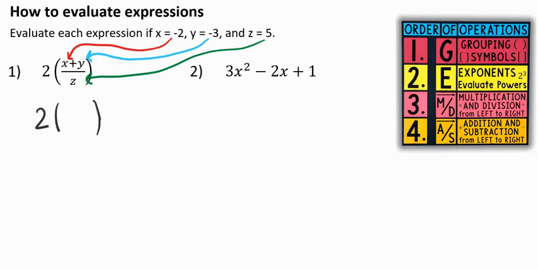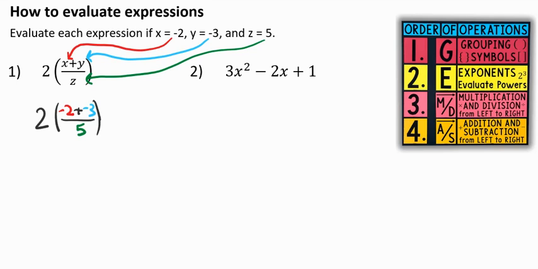So again, x was -2, y was -3, and then z was 5. So I've just plugged in my numbers, and now I'm going to use GEMDAS, or order of operations, to figure out what this equals. And GEMDAS is the same thing as PEMDAS, just instead of P for parentheses, it's G for grouping symbols, because it can be parentheses or curly brackets or just regular brackets.